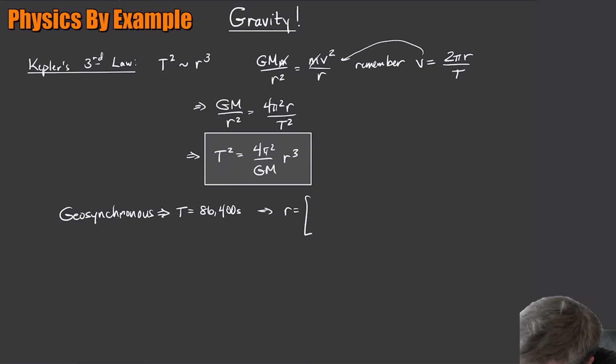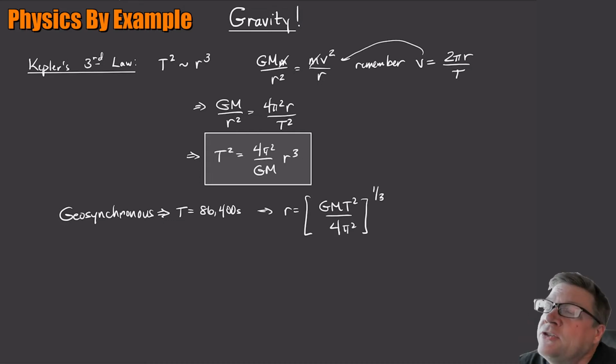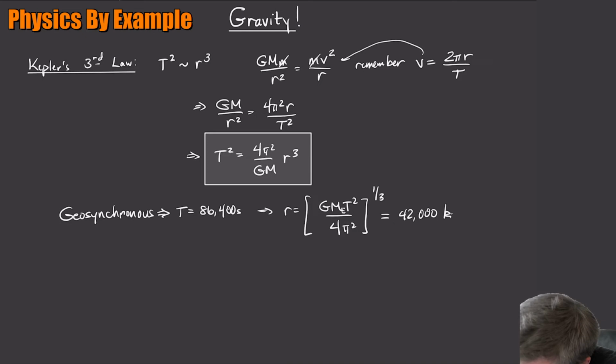So my R is (GMT squared over 4 pi squared) to the 1/3 power. So we already know what T is. The only mystery is M. That's the central mass, that's the Earth. So if you plug in M_E, the Earth's mass, which we'll talk about in just a second, now you can calculate what that number is, and I've already done it, and that number turns out to be about 42 million meters, 42,000 kilometers. But remember, you have to be careful.